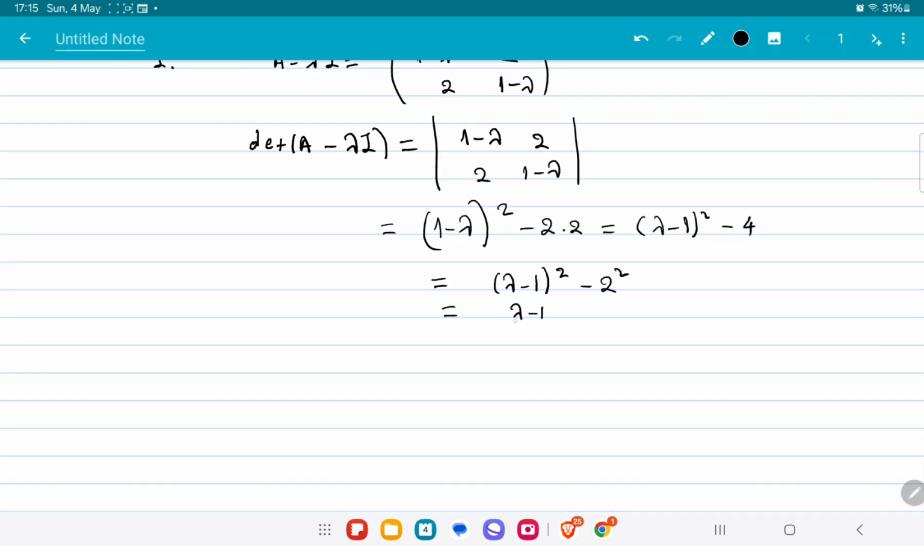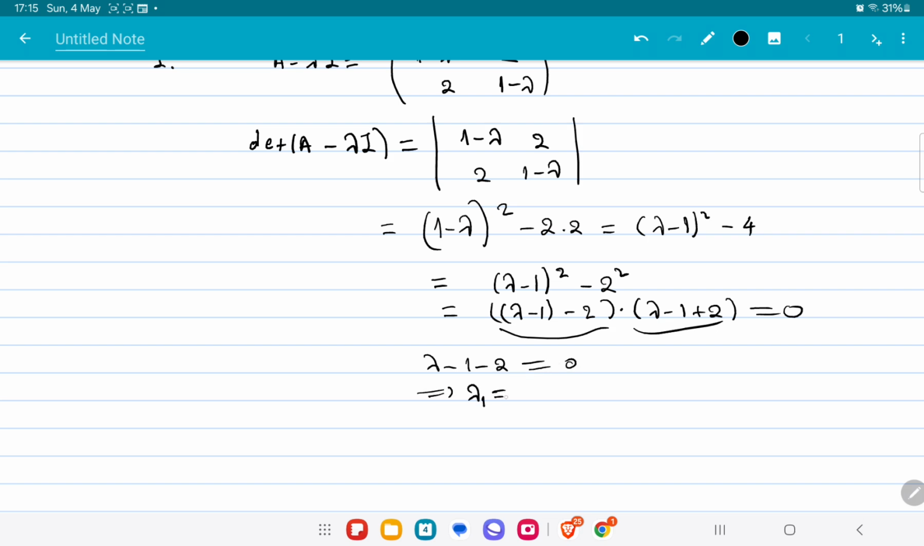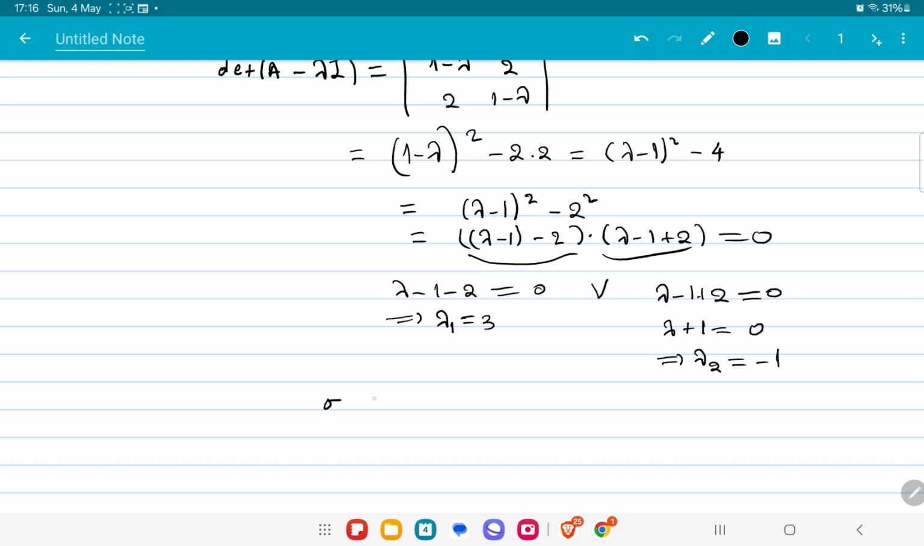And that's the difference of two squares. So it's going to be (lambda minus 1 minus 2) times (lambda minus 1 plus 2) equal to 0. So lambda minus 1 minus 2 equals 0, and from here lambda 1 is equal to 3, or lambda minus 1 plus 2 equals 0, lambda plus 1 equals 0, lambda 2 is equal to minus 1. So the spectrum of the matrix A, the eigenvalues, are lambda 1, lambda 2: 3 and minus 1.